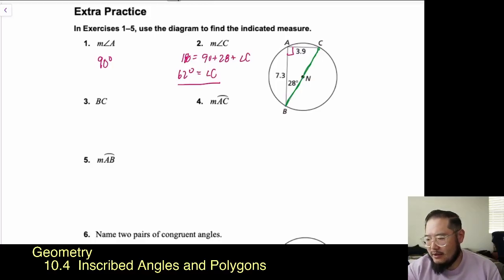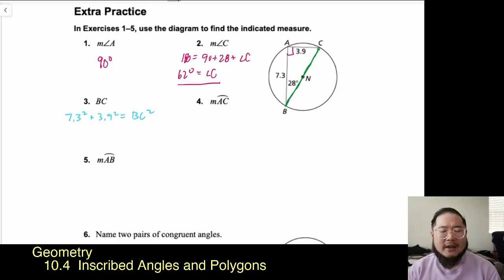I think on this one, since I know this is a right triangle, it might be easier just to go ahead and use the Pythagorean Theorem. But you could use sine, cosine, or tangent, depending on which angle you want to use. And remember, you cannot use the 90-degree angle. It's got to be one of the acute angles if you use SOHCAHTOA.